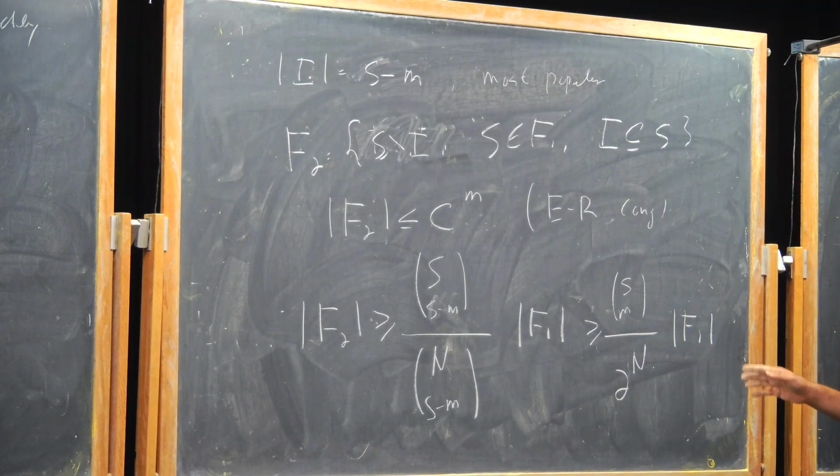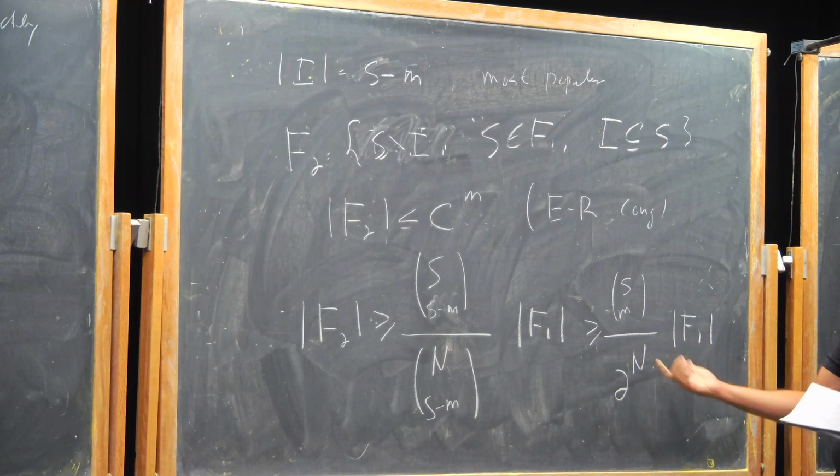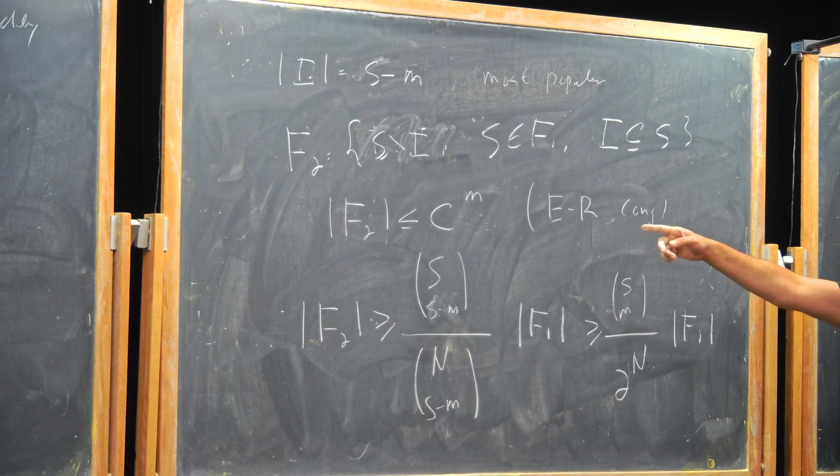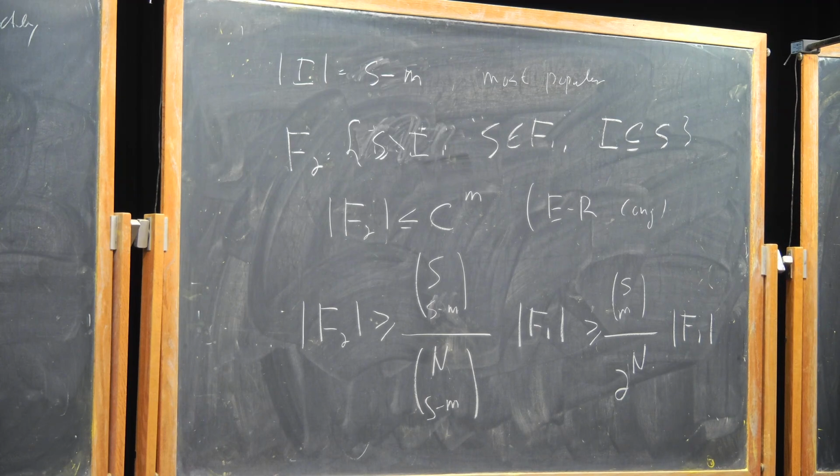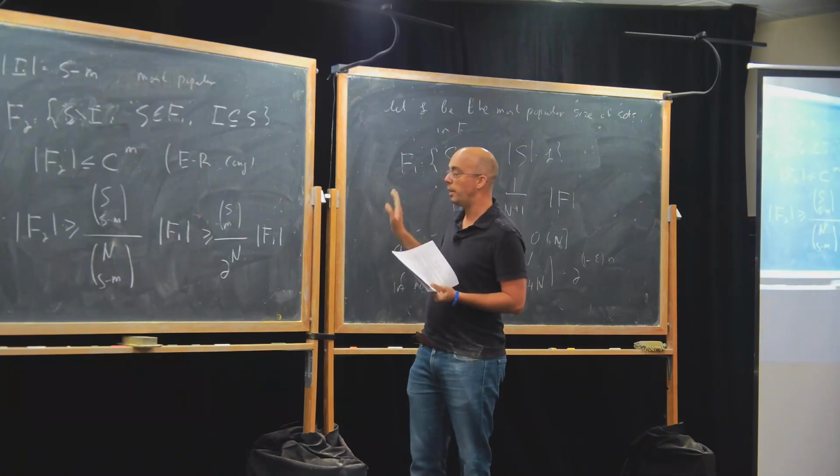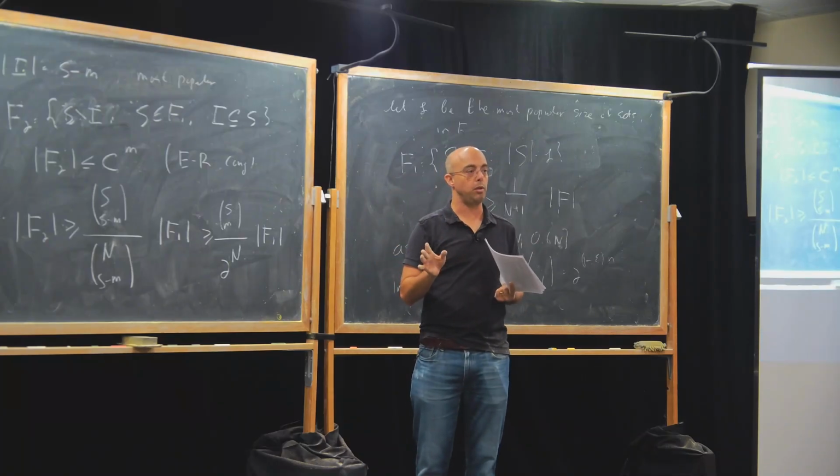Okay? So we say this set F2 is not too tiny compared to F1. And for F2, we have a bound that is just exponential in M. So now if you put everything together, and I'll do it here in a minute, it's just going to give us the bound that we want.